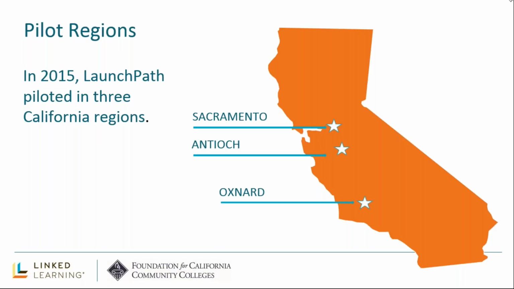Initially, LaunchPath piloted in 3 California school districts: Sacramento Unified, Antioch Unified, and Oxnard Union. Since its creation, we have been consistently working with school districts and employers partners to continue to develop LaunchPath's capabilities. When LaunchPath was first developed, it was primarily an internship matching tool. However, it was never the intent to stop there. We are excited to announce that LaunchPath now supports the entire work-based learning continuum.